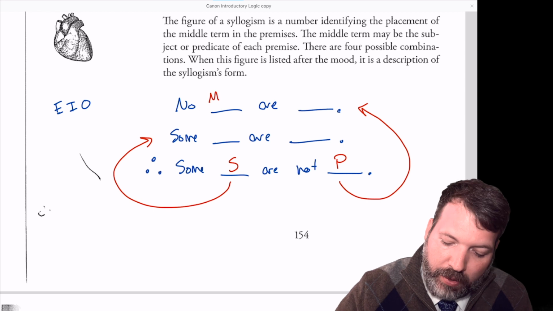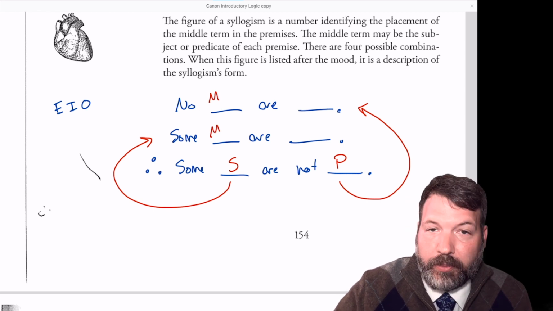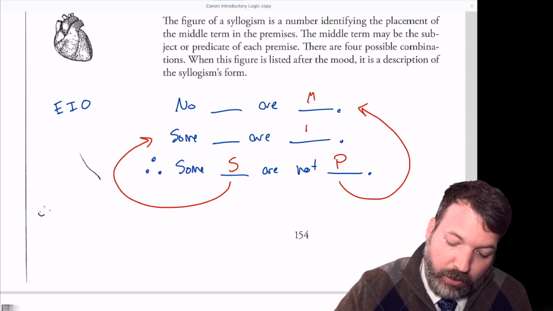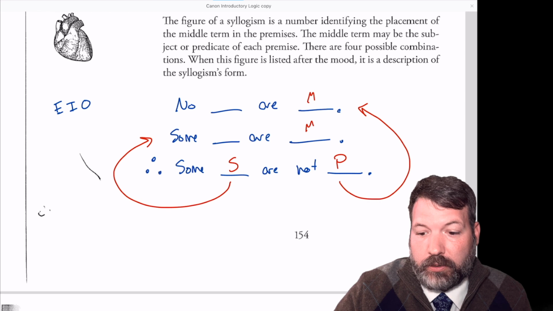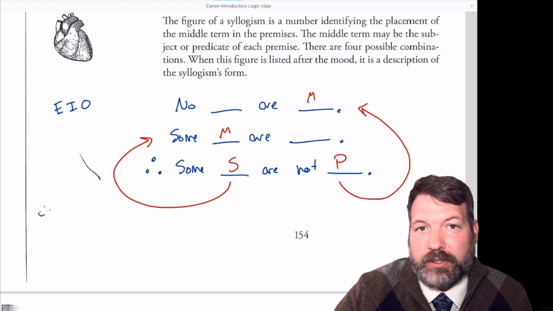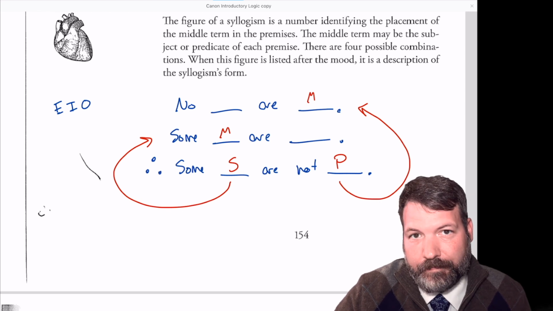Could be M here and then M there. Or it could be M goes first both times. It's the subject both times. Or maybe it's the predicate both times. Or for that matter, maybe it's the opposite of what we started with. Maybe it goes as the subject of the minor premise, but the predicate of the major premise, right?